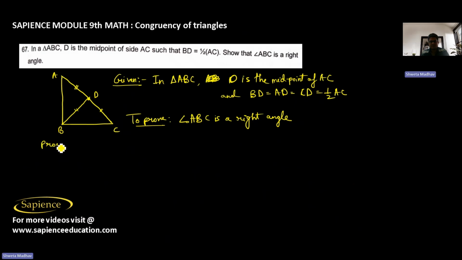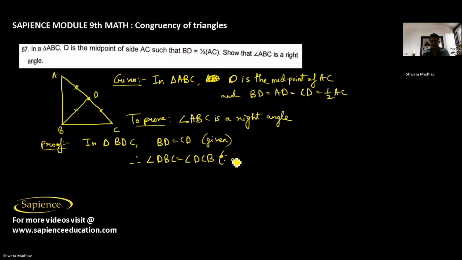So the proof is, you can say that in triangle BDC, BD is equal to CD, which is here. So therefore, we can say that angle DBC is equal to angle DCB. Since why? The reason is that angles opposite to equal sides of a triangle are also equal.